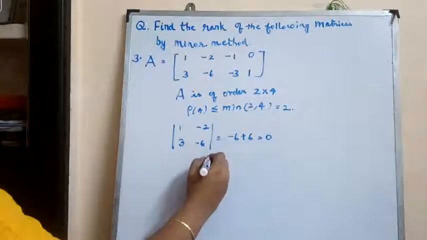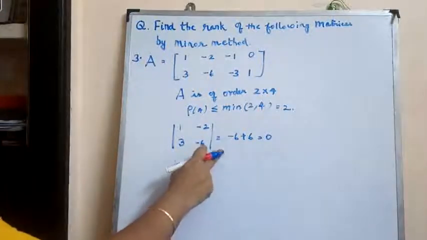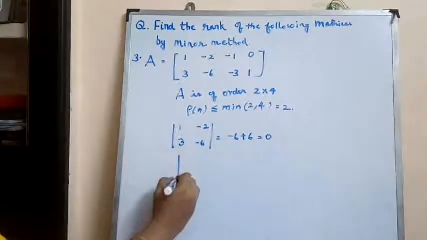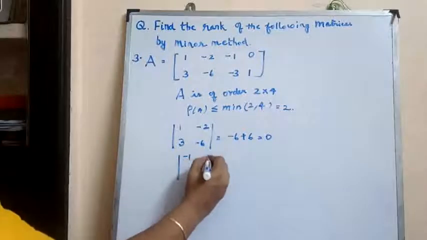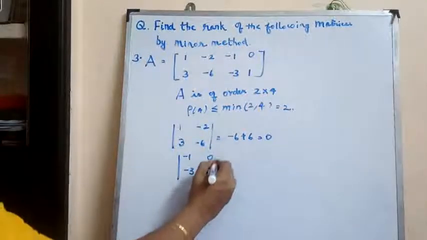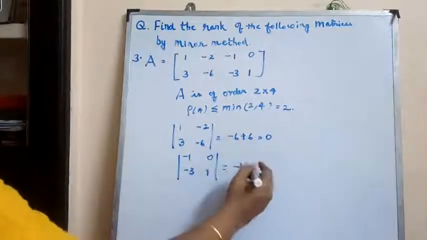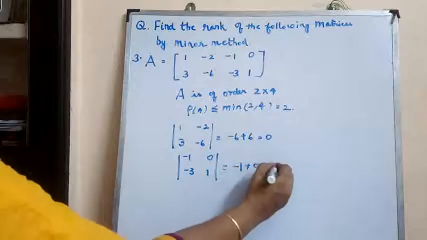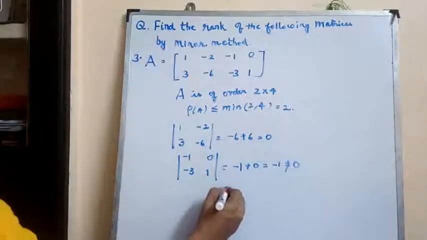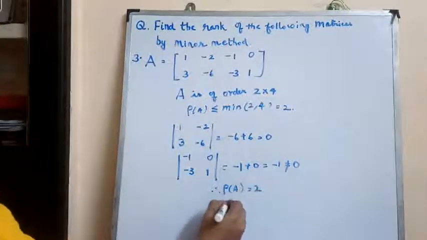So rank of A, we cannot determine with this matrix alone. We have to consider the other 2 by 2 matrix also. So let us consider the other part of the 2 by 2 matrix. So here the determinant value is minus 1 plus 0, which is equal to minus 1. This is not equal to 0. Therefore, rank of A is equal to 2.